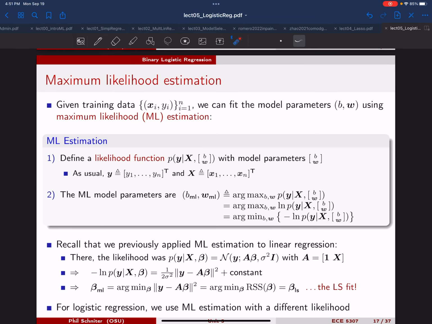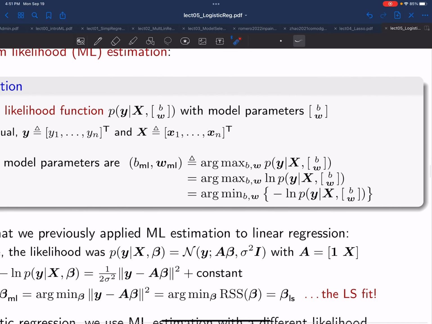As we saw last time, we start by saying maximize the likelihood over b and w. Equivalently, we can maximize the log likelihood, because often that results in simplifications, or we could also minimize the negative log likelihood.